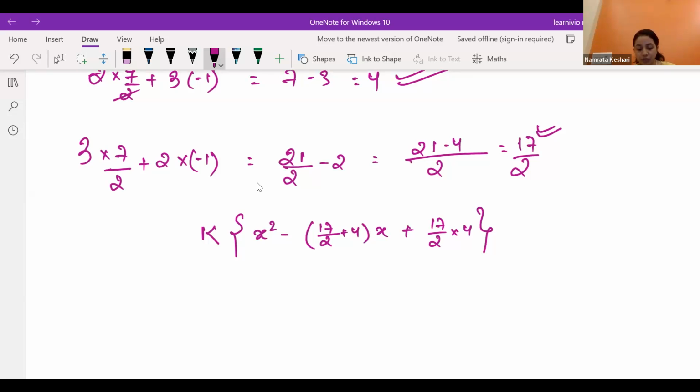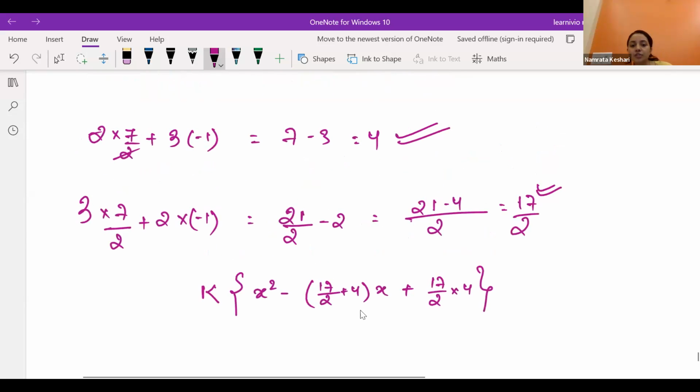Whatever we have in the place of k, any number, all those polynomials will have sum of the zeros, these two, like 17 by 2 and 4. Even if you take the k value as 1, 2, 3, 4 or any decimal number, all those polynomials will have these two numbers as zeros. So yeah, this is our polynomial. You just need to do a little bit of simplification over here.